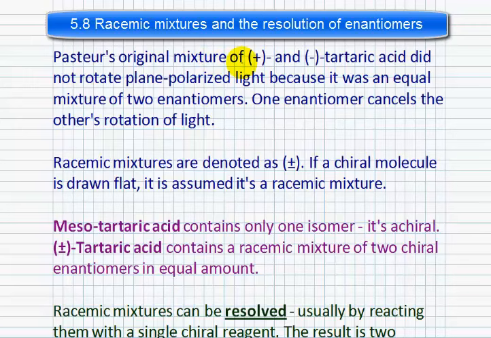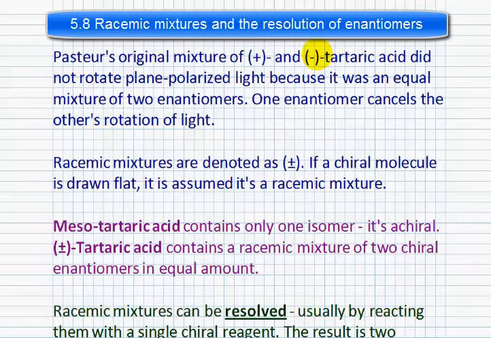Pasteur's original mixture of plus and minus tartaric acid did not rotate plane polarized light. This confused him for quite a bit. How could he get things that rotated light from something that did not? But his original mixture was an equal mixture of the plus and the minus enantiomers. One of them rotated light in one direction, the other rotated light equally in the opposite direction, so one cancels the other's rotation of light.